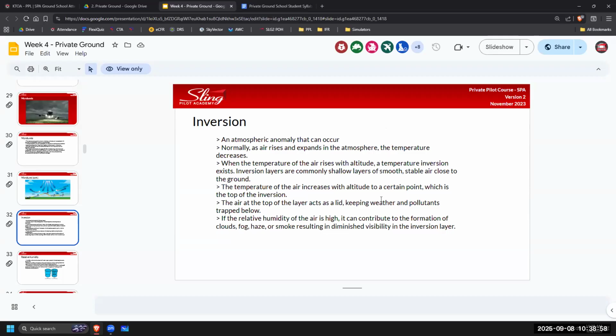stable air close to the ground, but it only increases up to a certain point. So you have the top of the inversion, and that's kind of like a cap on the weather that's underneath. So if there's moisture in the air, it can create clouds and fog that is staying in that area, not moving, so it can decrease visibility. Does that make sense? Kind of keeping all of the clouds and fog or haze or whatever it creates capped at a lower altitude, wherever the inversion is, and that can create low visibility in the area.